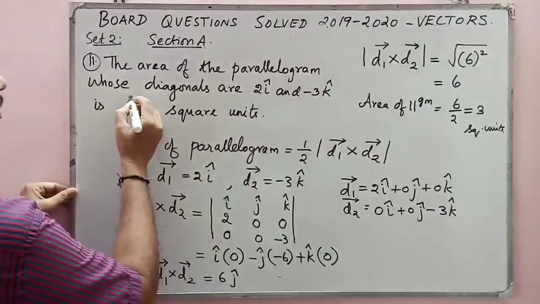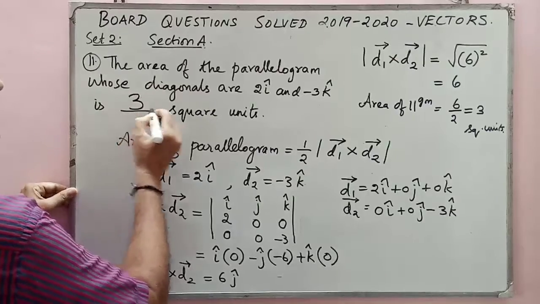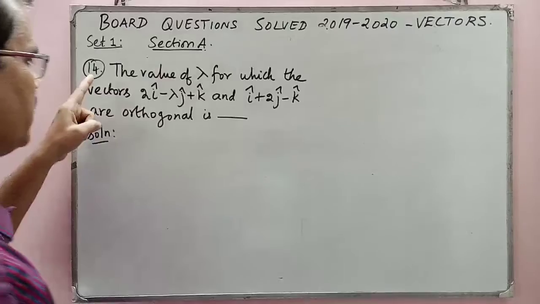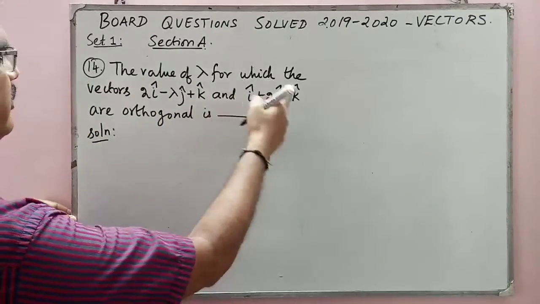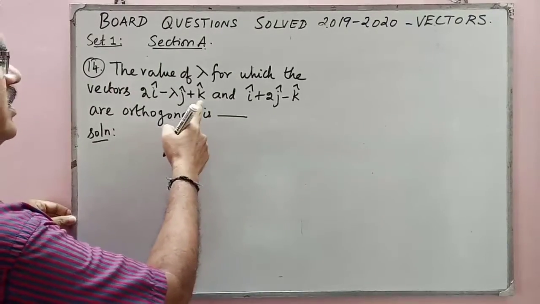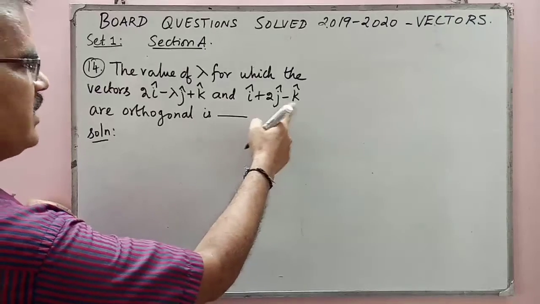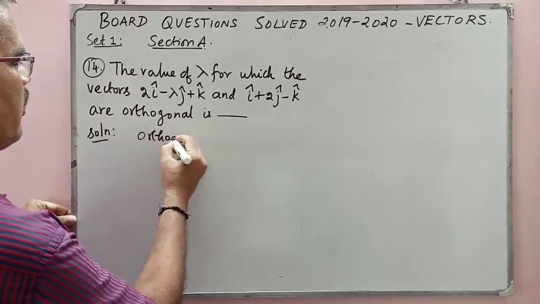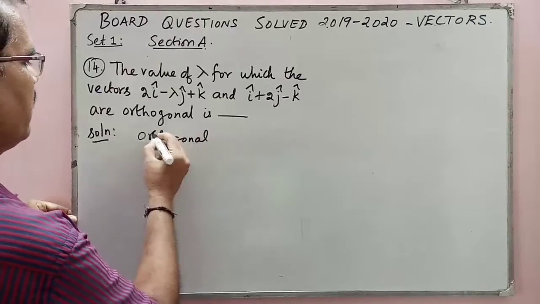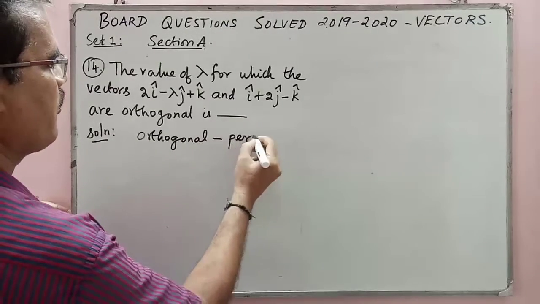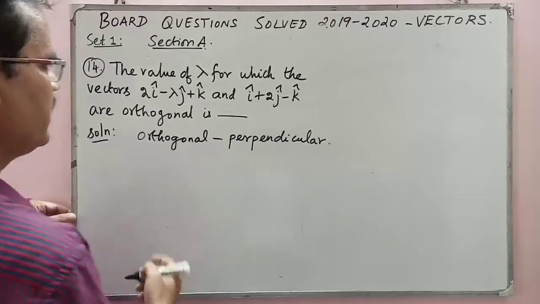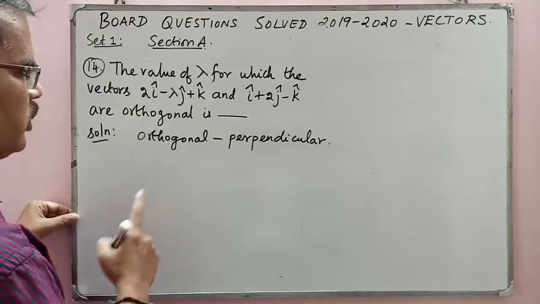So let us fill this. This is your option. This is actually set 1, the 14th question. The value of lambda for which the vectors 2i minus lambda j plus k and i plus 2j minus k are orthogonal is. The word orthogonal means perpendicular. So it is said that these two vectors are perpendicular to each other.